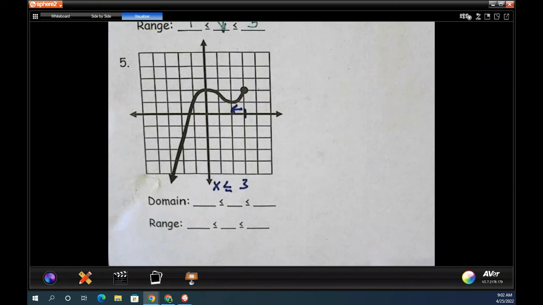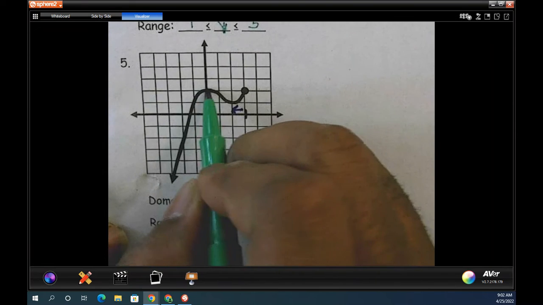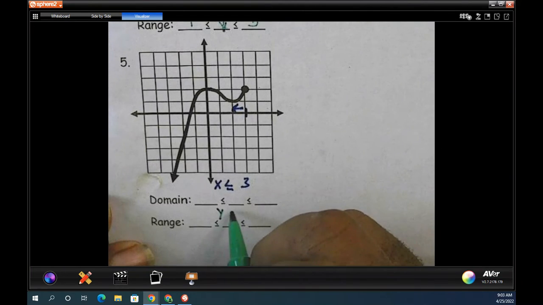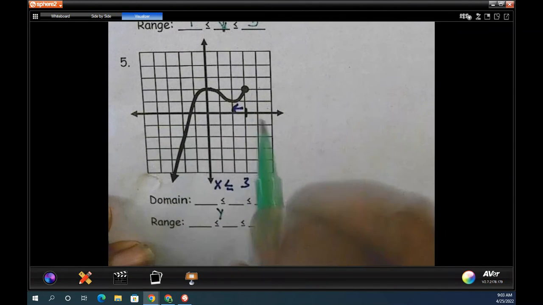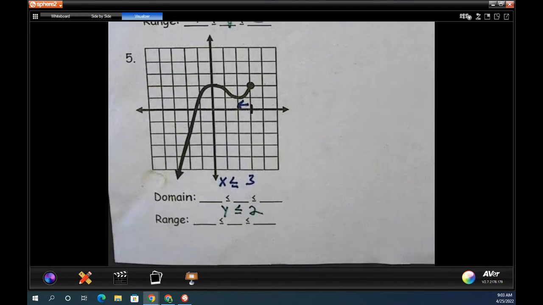All right, the range. Is that graph going up or down? Down. So that means y, because it goes through the point, both there and there, is less than or equal to 2. We always put the small value for whenever we write it like this. No, you put the highest value you can find. Oh, okay.